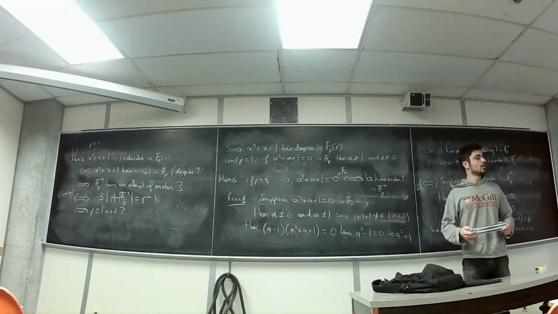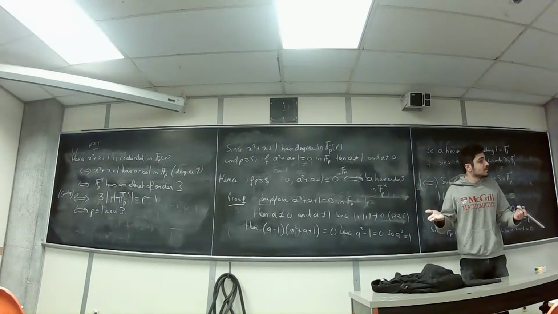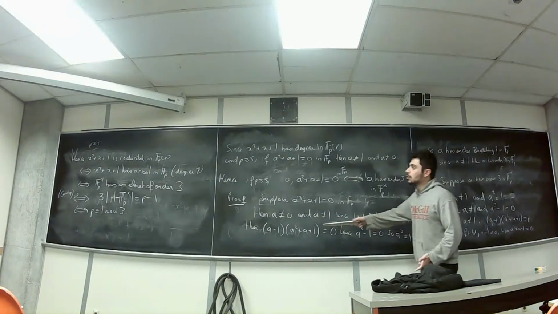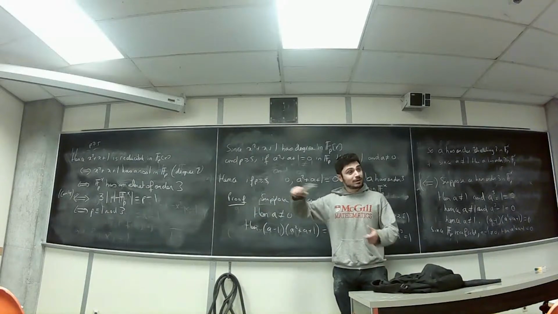Or t to the 24 minus 1: find the roots of t to the 24 minus 1 in a field with 25 elements. These are good. You should expect a calculation like that. Now you know, I would give you a hint before. I would give you x.